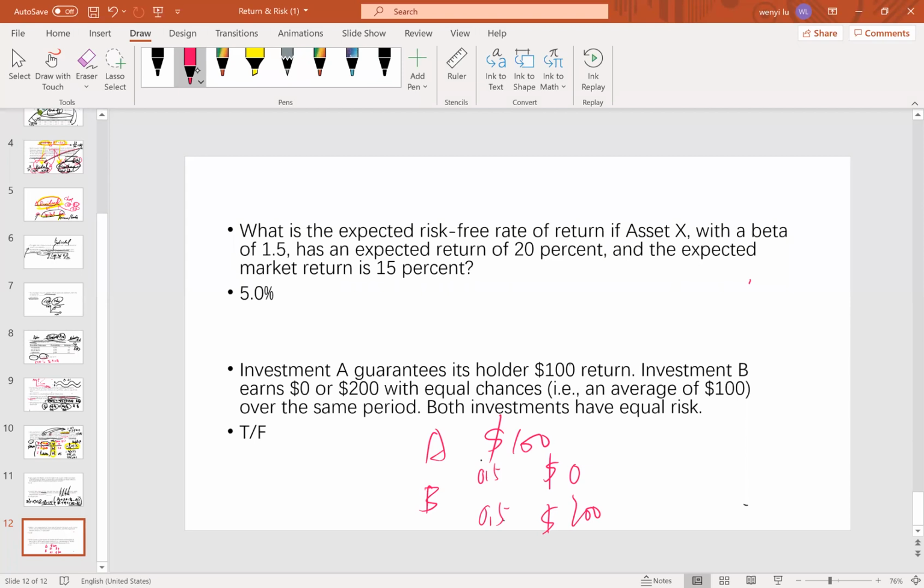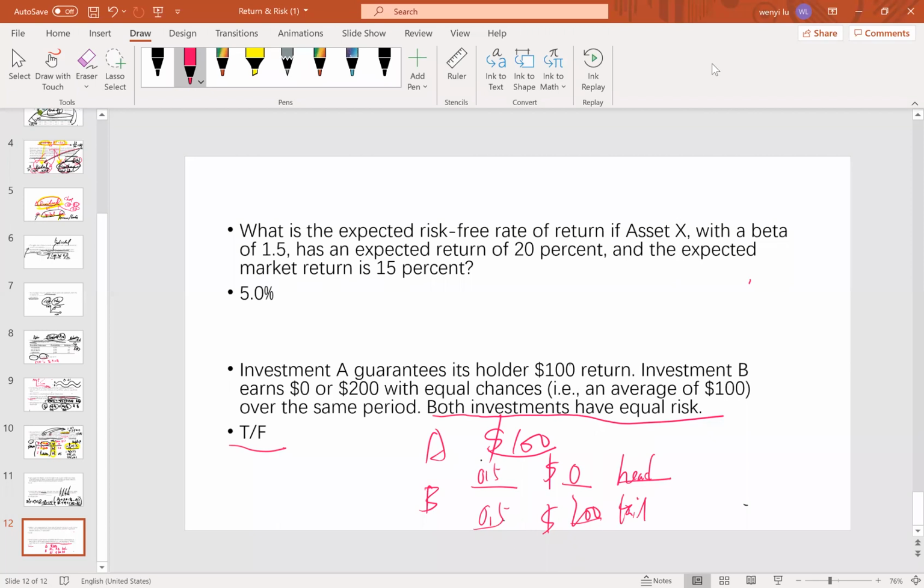So this is a true or false question: both investments have equal risk. Is that true or not? A guarantees $100, but B has a half chance you get $0 and a half chance you get $200, like tossing a coin. If it's heads, you get $0, but if it's tails, you get $200. So do both investments have equal risk? True or false?